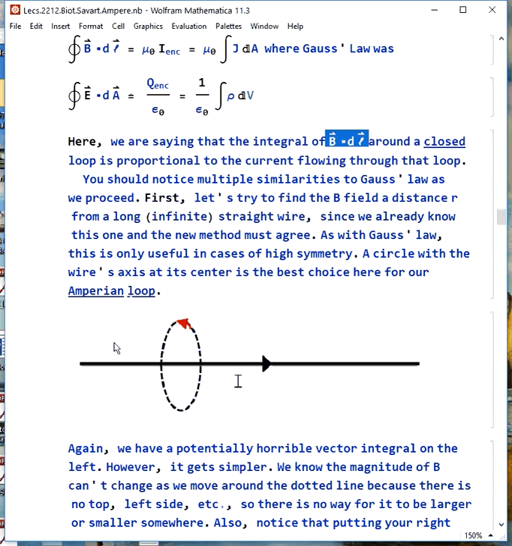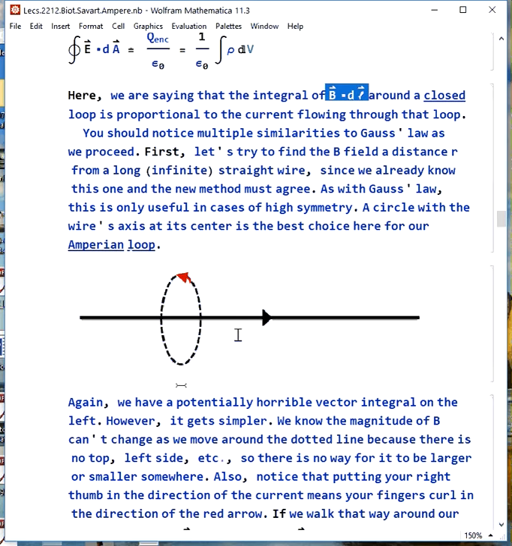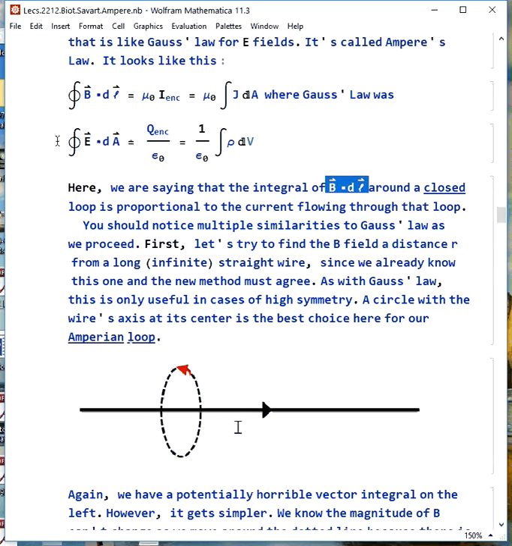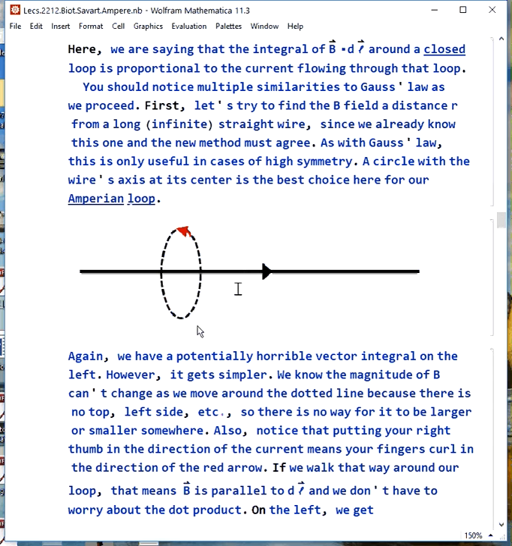So if someone spells out their name in fancy script with a wire, we're not going to be able to find the magnetic field due to a current through that wire easily. Now, a circle that has the wire's axis at its center is the best choice for our Amperian loop. This is our imaginary thing, like our Gaussian surface. This could be a horrible integral on the left, this B dot dl. This could really be miserable. But it turns out this is going to be very simple.